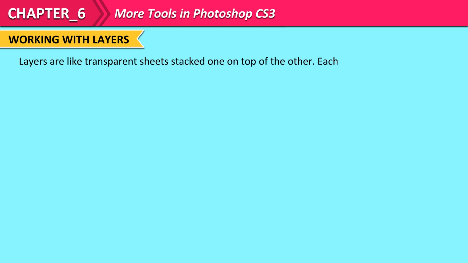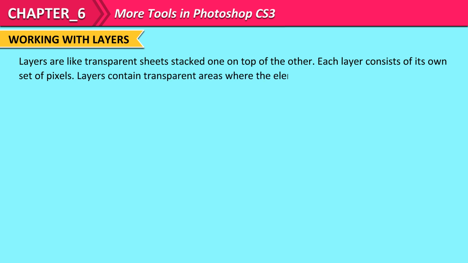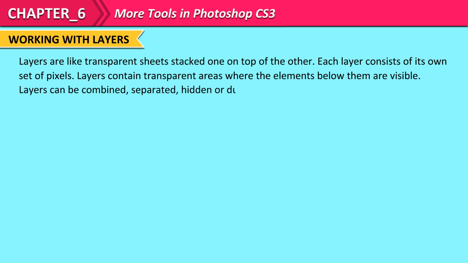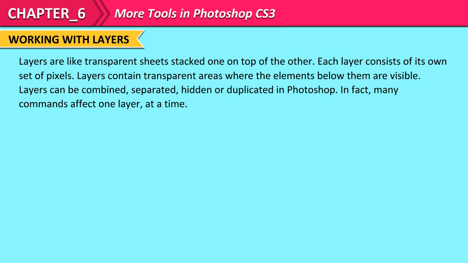Working with layers. Layers are like transparent sheets stacked one on top of the other. Each layer consists of its own set of pixels. Layers contain transparent areas where the elements below them are visible. Layers can be combined, separated, hidden, or duplicated in Photoshop. In fact, many commands affect one layer at a time.